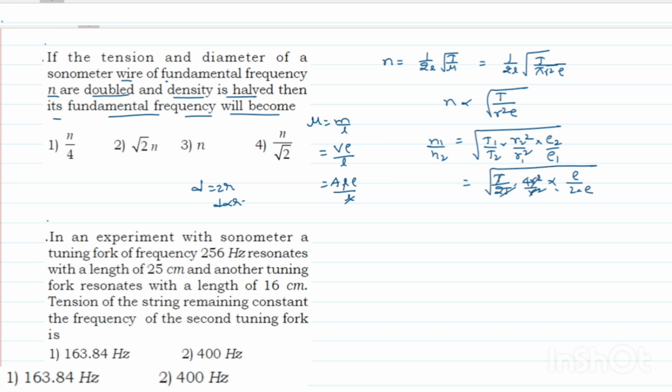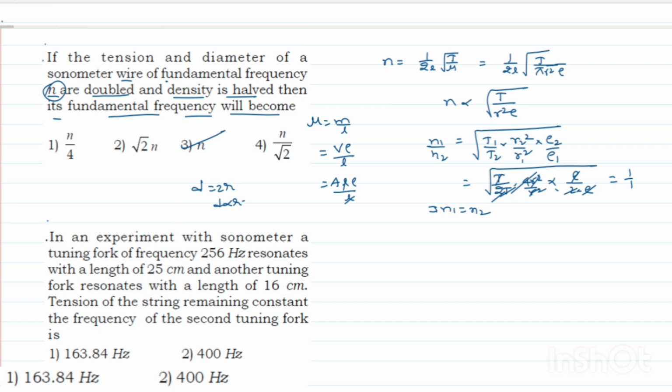T gets cancelled, R square gets cancelled, rho gets cancelled. So in the denominator 2 twos are 4, and in the numerator 4 gets cancelled with the 1, so we get 1:1. That is nothing but n1 equals n2, so the fundamental frequency will also be n.